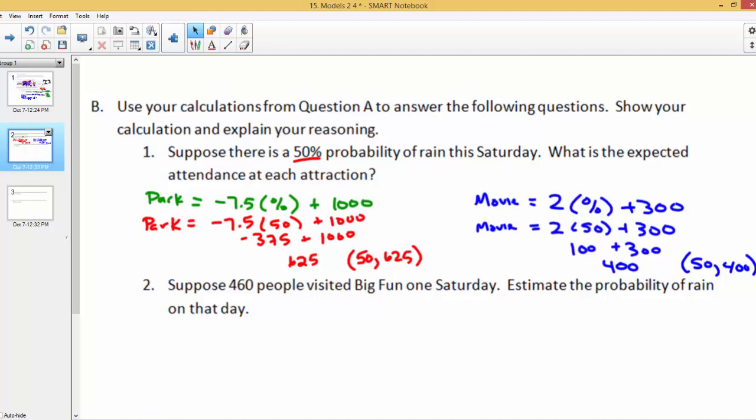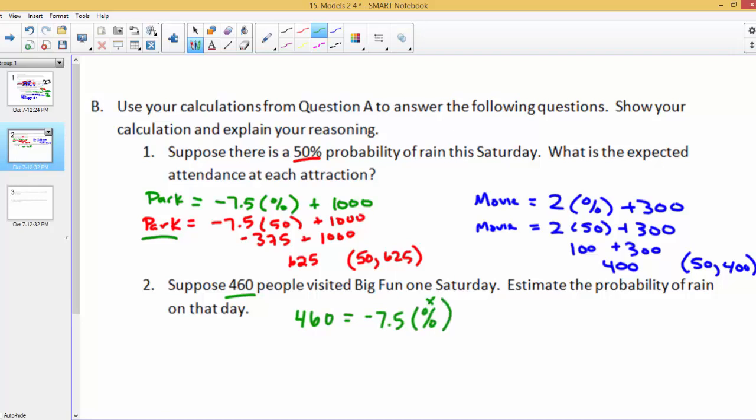Now it says, suppose 460 people visited Big Fun. What do you think the probability of rain was that day? So this time the 460 is going to go in for the park attendance. So 460 equals negative 7.5 times the percent, this is your x value, plus 1,000.